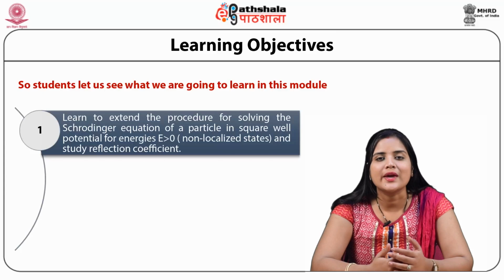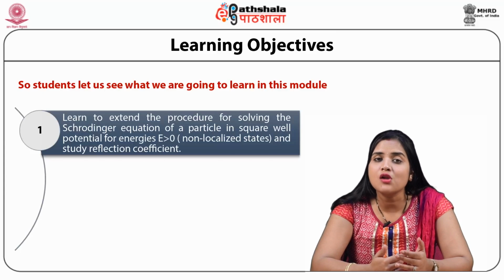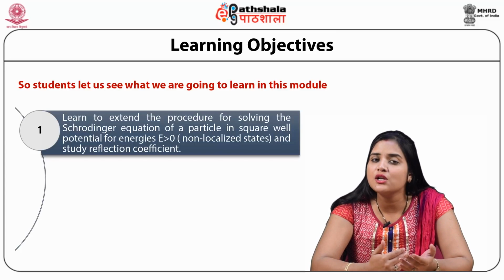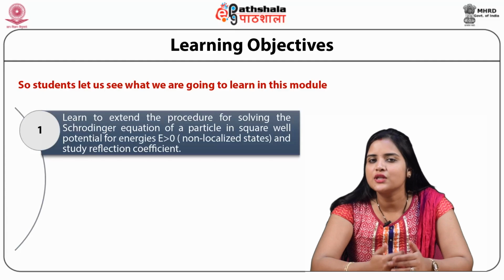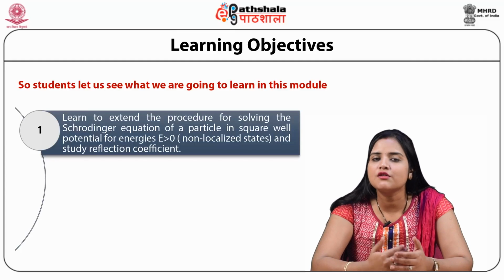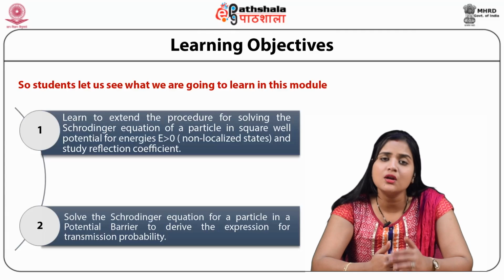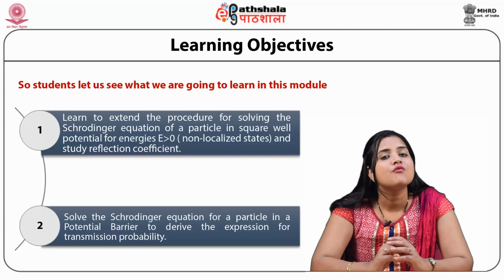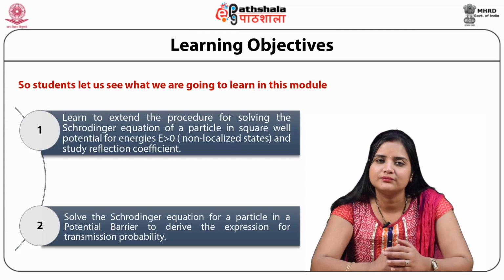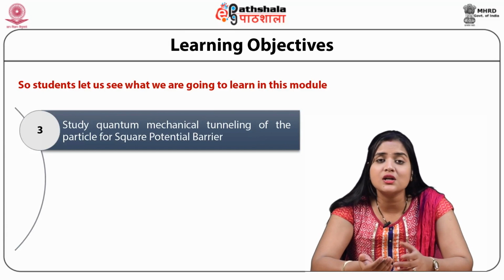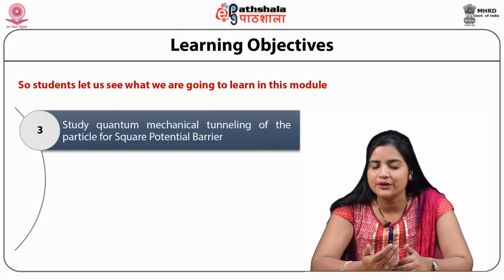We will learn to extend the procedure for solving the Schrödinger equation of a particle in square well potential for energies E greater than 0, that is, non-localized states and steady reflection coefficient. Also, we will solve the Schrödinger equation for a particle in a potential barrier to derive the expression for transmission probability. We will study quantum mechanical tunneling of the particle for square potential barrier.